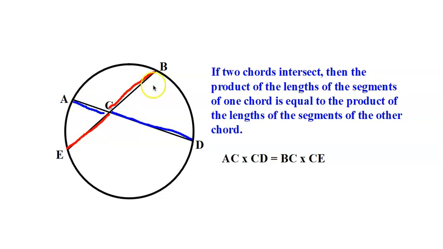Don't mix the chords up. You have to multiply the pieces from the same chord together. So AC times CD, not AC times CB. That'll mess you up. Blue times blue, red times red.